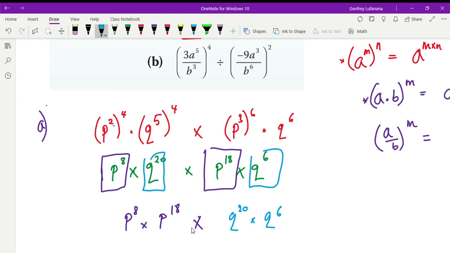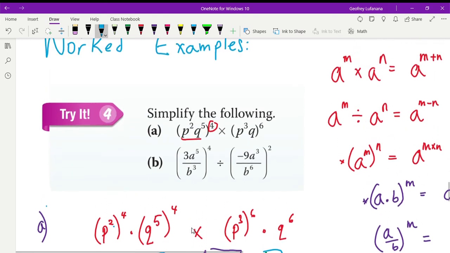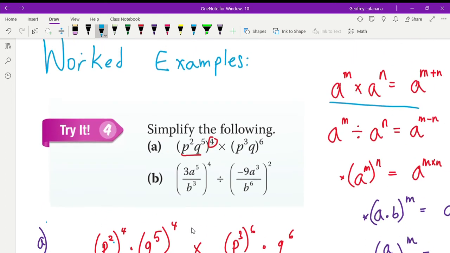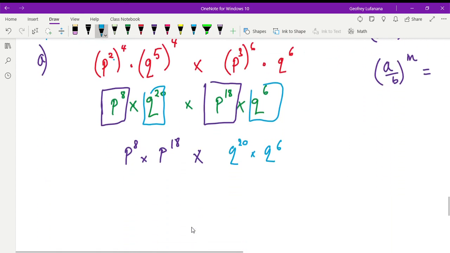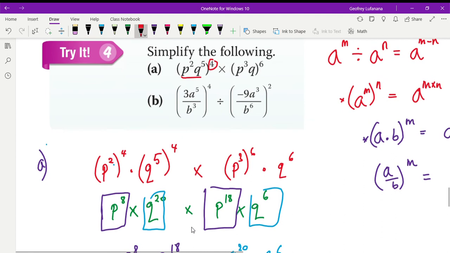So now I am going to use this law that if the bases are the same, we're going to add the powers. So this would give me 18 plus 8, so that would be p to the power 26 times then 20 plus 6, q to the power 26. This is my final answer in index form. I have simplified the whole expression.